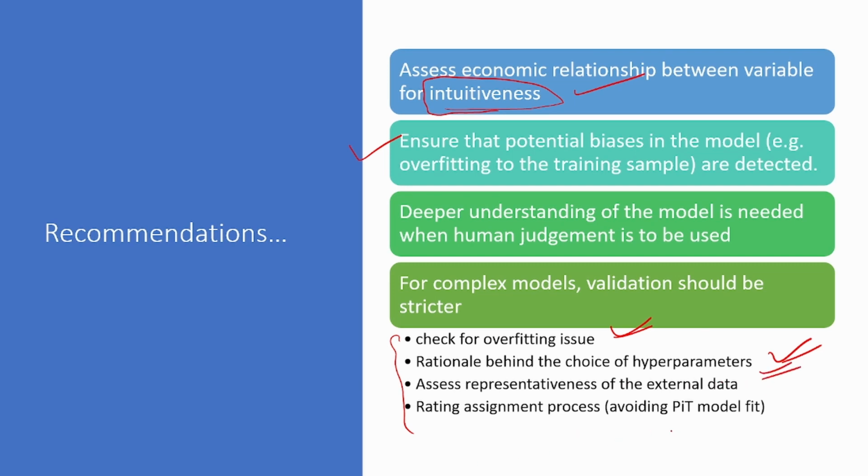Rating assignment process, avoiding PIT model fit. And this is an important point. ML models could be so well fit that it could end up having a point in time model fit, which could change with time, right? But we want a through the cycle model fit for IRB models, less varying with time. Well, that could be a challenge.